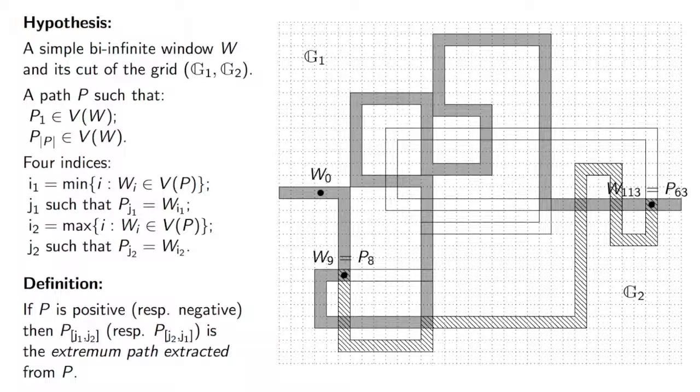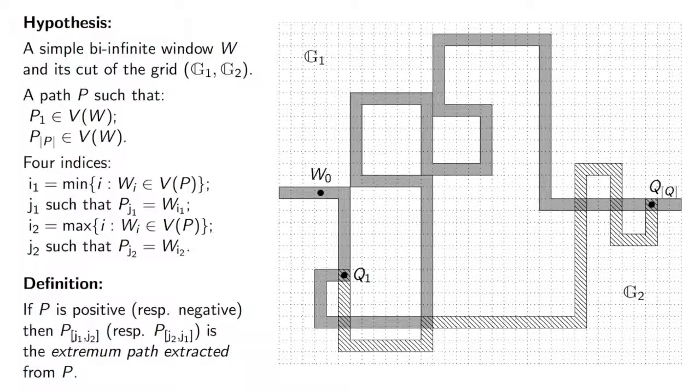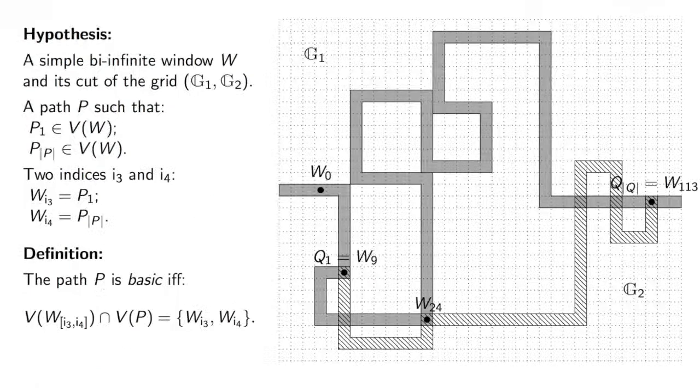We can always extract an extremum path from any path. If the path P is positive, then the extremum path extracted from it is the segment of P from index J1 to index J2. In our example, we represent this segment hatched while P is in white. This segment starts at index 9 and ends at index 63. Here we represent only the path Q, which is the extremum path extracted from the previous path P. Of course, Q is extremum.